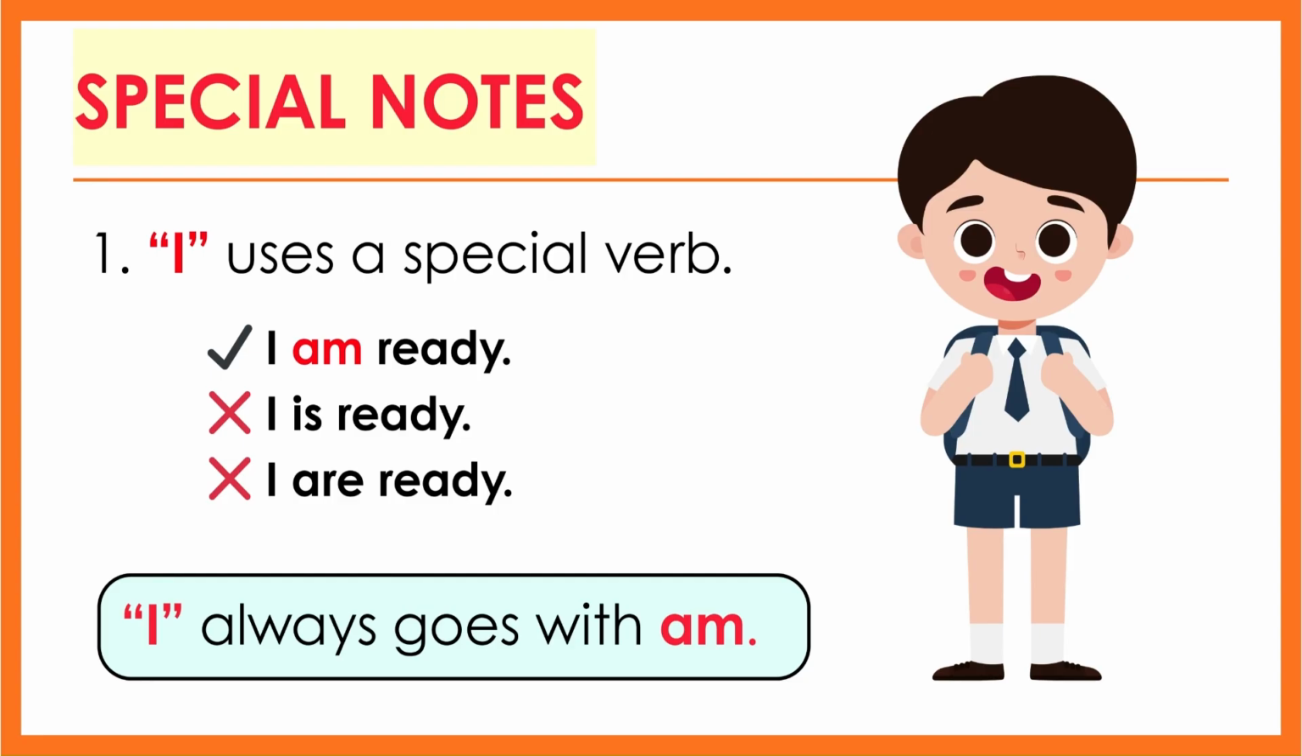Here is an important note to remember. The pronoun I always goes with the verb am. Let us look at the examples. I am ready. This is correct. I is ready. I are ready. These are incorrect. Remember, we always say I am.